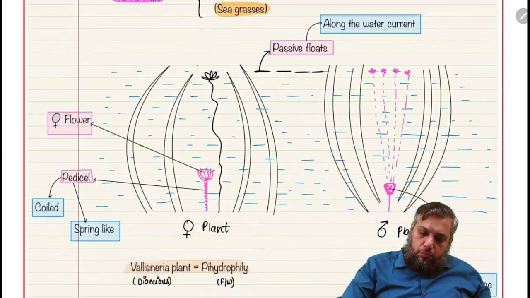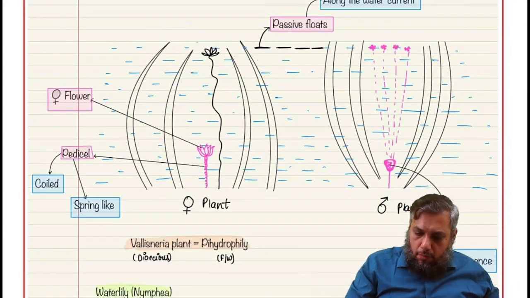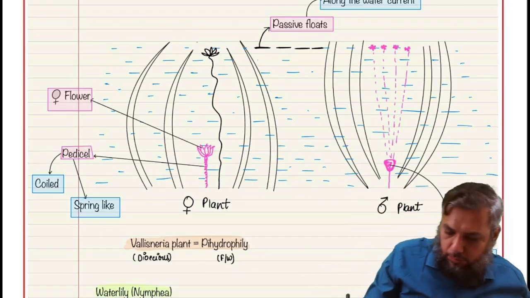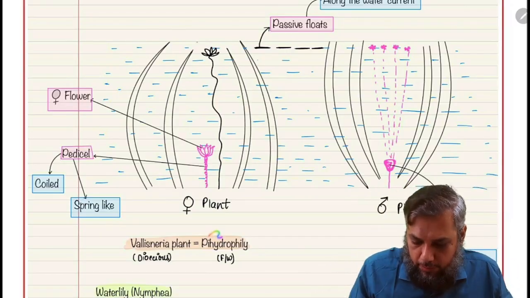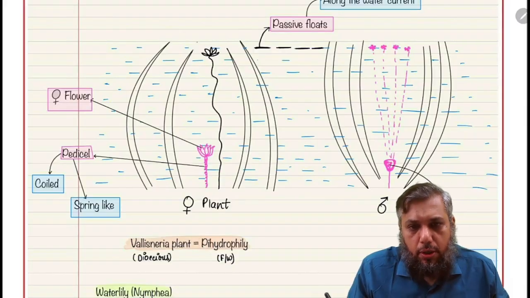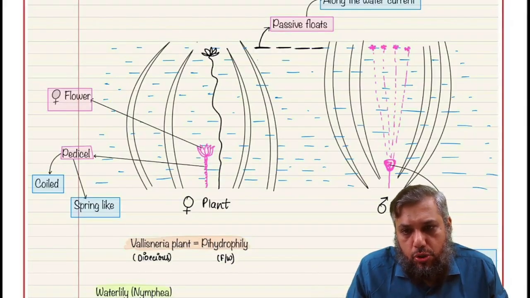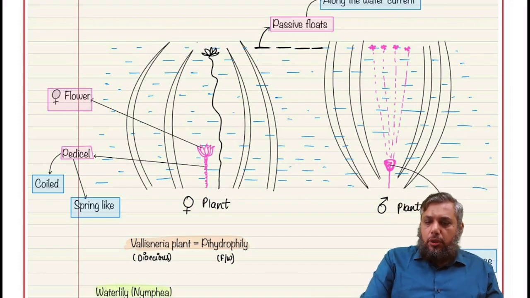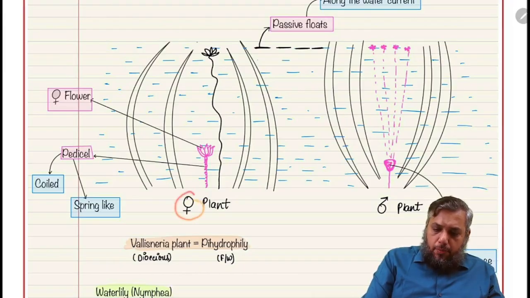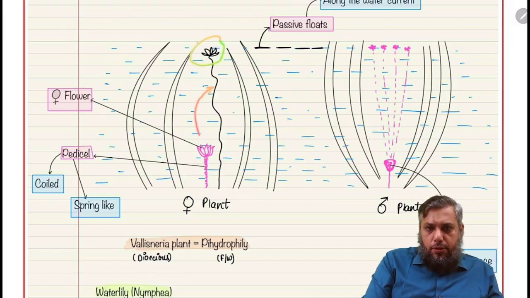Now, let us understand Vallisneria and its epihydrophily. Here in Vallisneria, which is commonly called ribbon weed, it's a dioecious plant with male and female separate. The female plant produces a female flower on a coiled stalk. But at maturity, the coiled stalk becomes straight and the female flower is brought to the surface of the water.